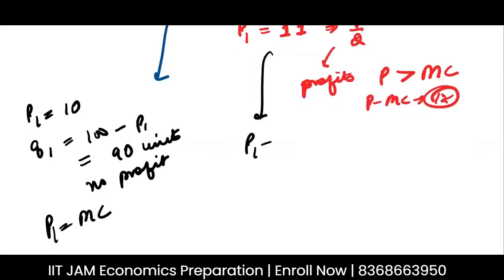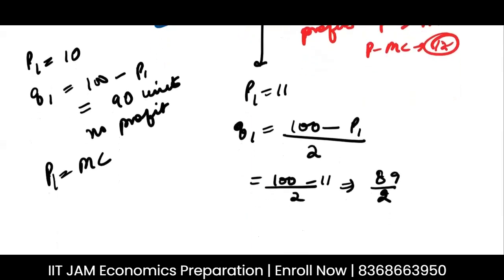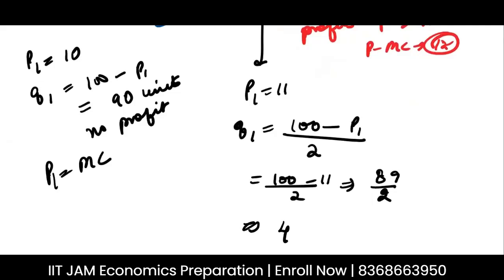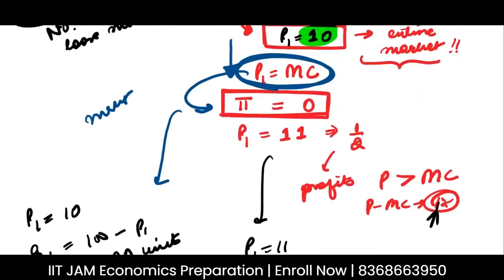When price is 11 rupees, you will share the market half. So your quantity will be (100 minus P1) by 2, right? So it will be (100 minus 11) by 2, which is going to be 89 by 2. So each of the firms would be selling 44.5 units. But at least per unit, you will be making a profit of 1 rupee.